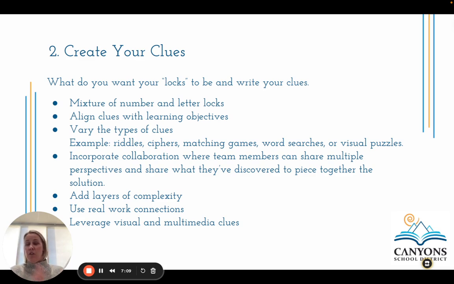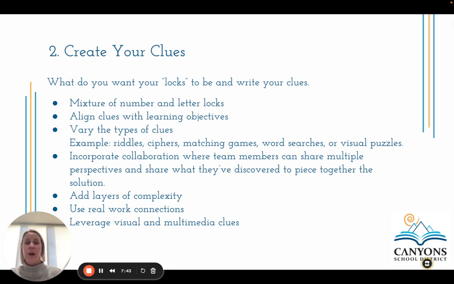And then I move on to the clues. So what do you want your locks to be? And you write your clues to be associated with those locks. So when we get to the Google form, you'll see a little bit more what I mean by number and letter locks, but I want them to be number related or letter, whether that's just individual letters or words. I want to make sure that my clues are aligned with learning objectives. So in my case that I'm sharing with you today, the states of matter, varying the types of clues. So using riddles, ciphers, matching games, word searches, visual puzzles, and more.